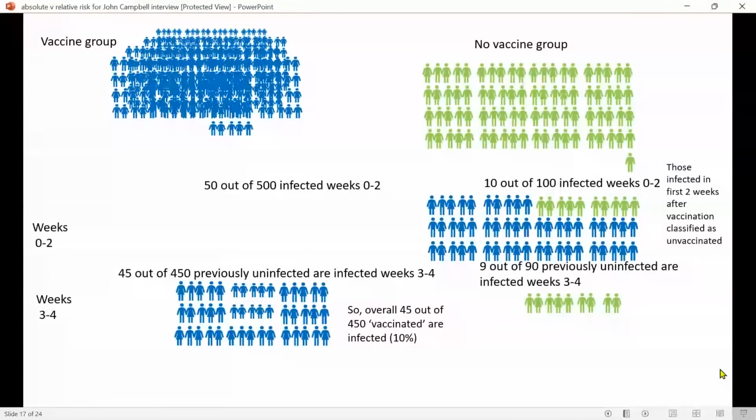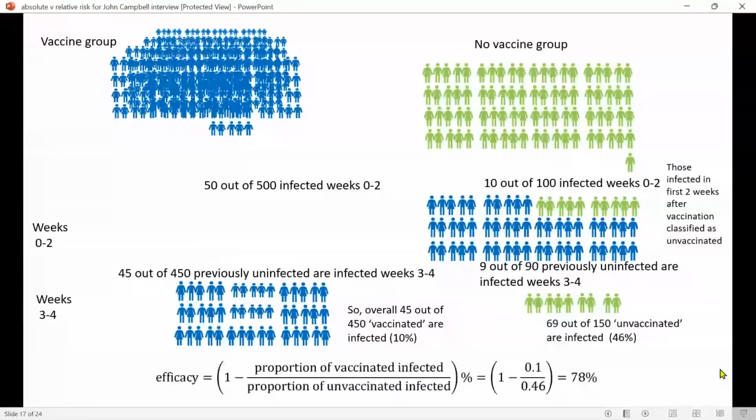But of those who are classified as unvaccinated, we've now got how many? If you click on, we've got 69, because we've got 60 plus the 9, that's 69 out of 150 classified as unvaccinated, which is 46%, and you're already up to 78% efficacy.